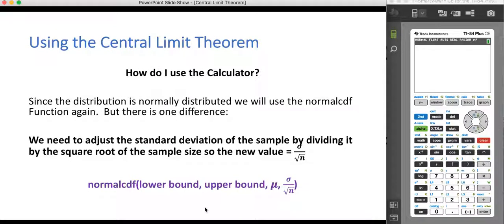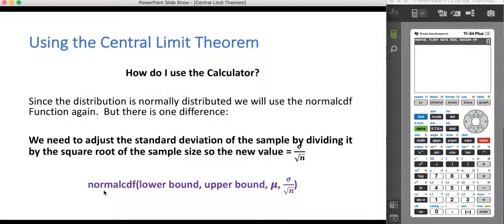So how do I use the calculator? Since we are going to be talking about a normally distributed function, we're going to be using the normal CDF function again. But there's one big difference when we're using the central limit theorem. We need to adjust the standard deviation slightly. The standard deviation is going to be the population standard deviation divided by the square root of the sample size.